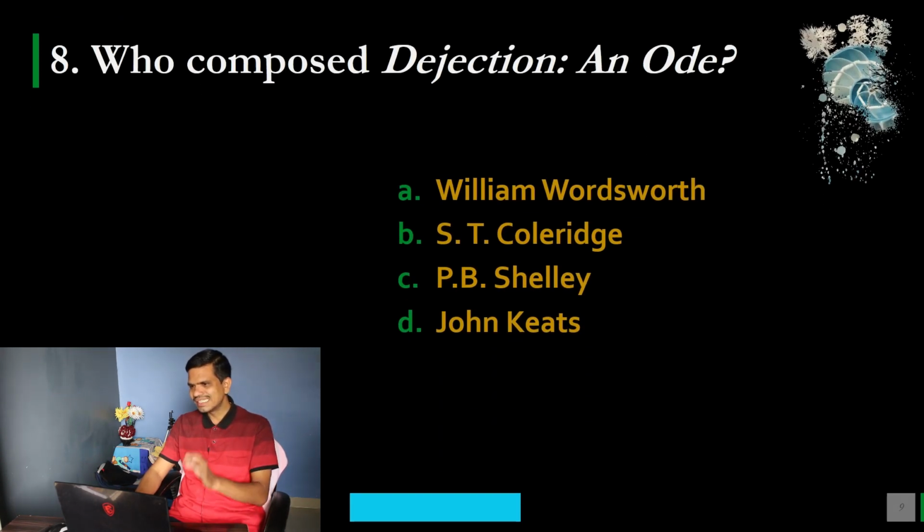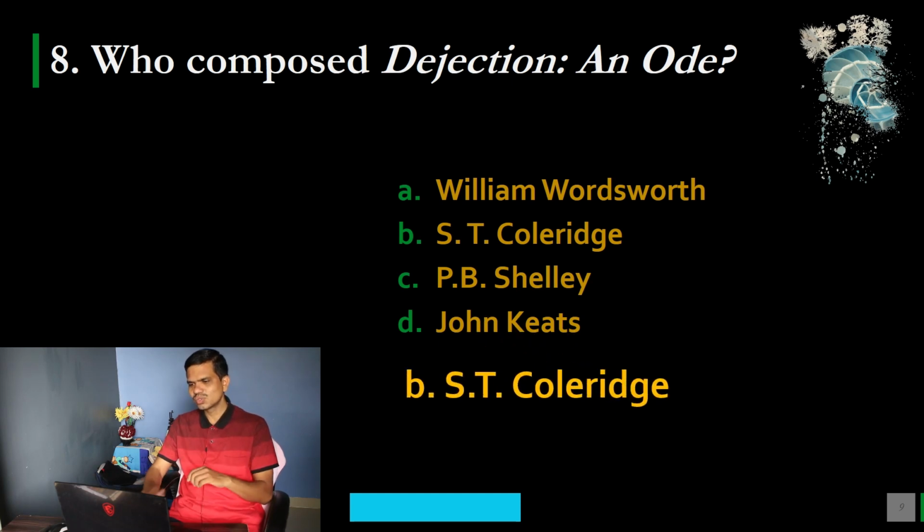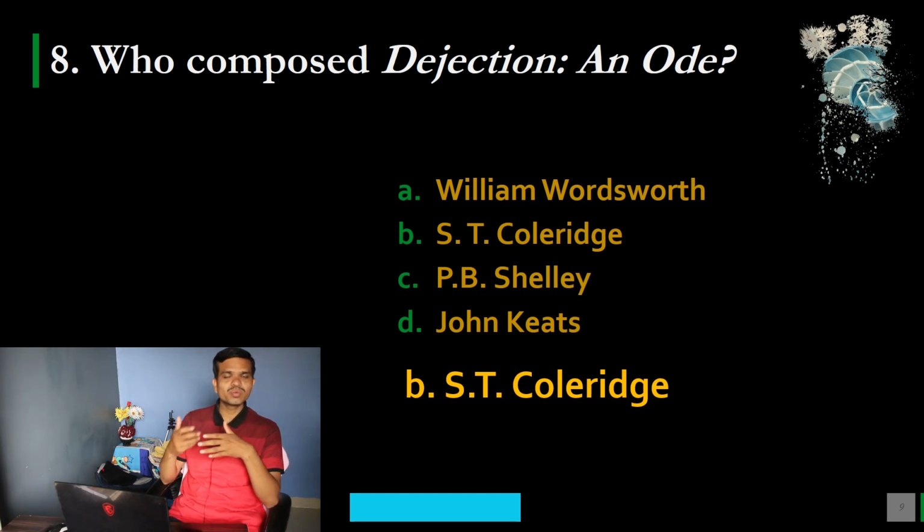Next question, question number 8. Who composed Dejection and Ode? Options are A. William Wordsworth, B. S.T. Coleridge, C. P.B. Shelley, and D. John Keats. I hope you know this question, and the correct option is B. S.T. Coleridge composed Dejection and Ode in response to William Wordsworth's Ode, Intimations of Immortality.